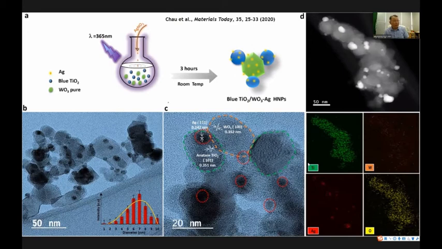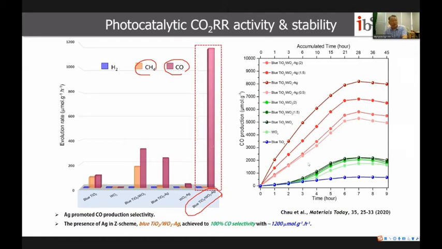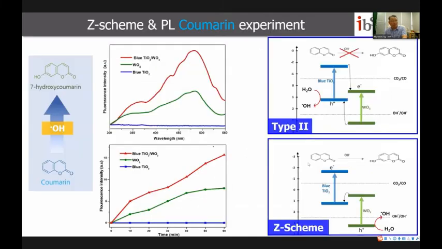So this is a synthesis mixed together with the silver precursor, and we have this blue TiO2 WO3 silver, and then we measure the CO2 conversion to CO and CH4. Through this system, it can give only 100% CO selectivity, and also the performance is one of the best in the world until now.